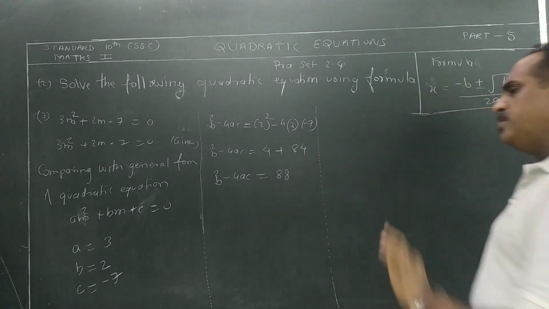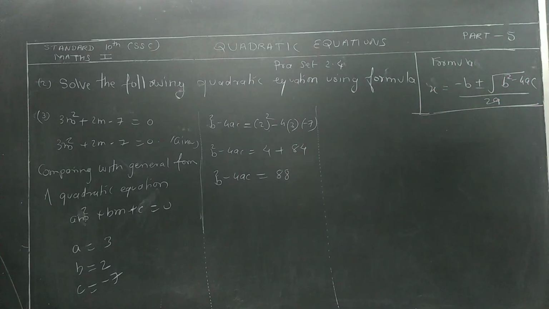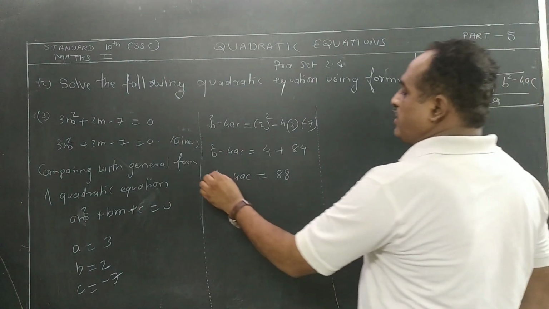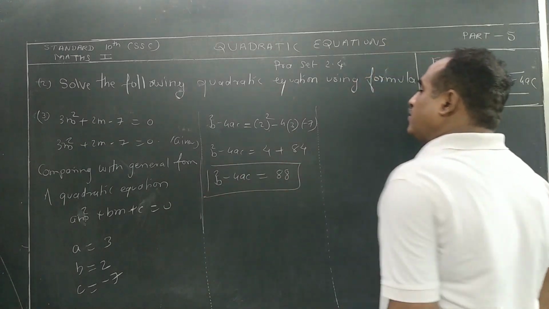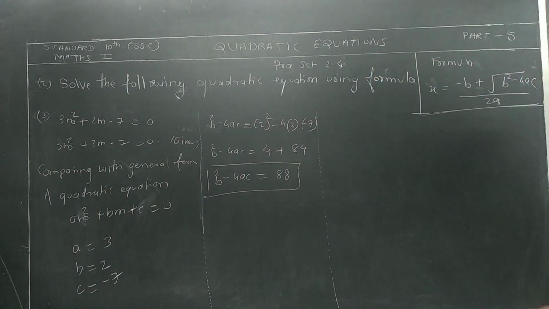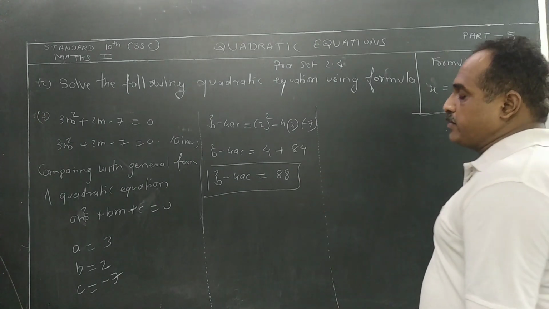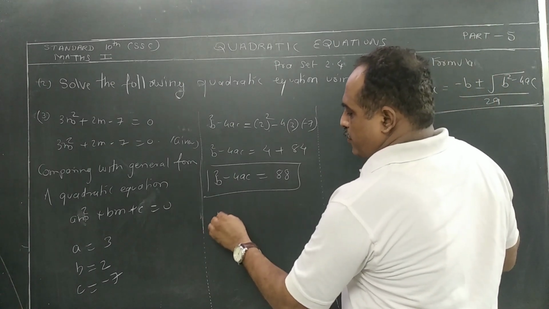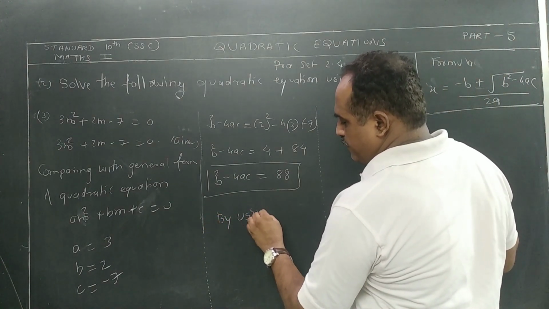This answer is always positive because we have to take its square root. It cannot be negative. If it is negative, then you have to stop the question right there: this is not possible. But this exercise is not there. In higher questions we will come to know some; we are going to do this type of questions. Okay. What I am going to write by using formula.